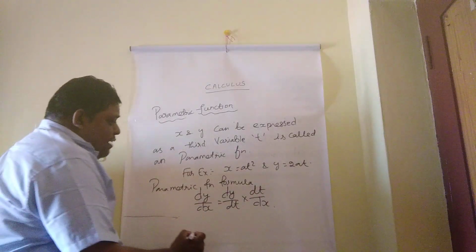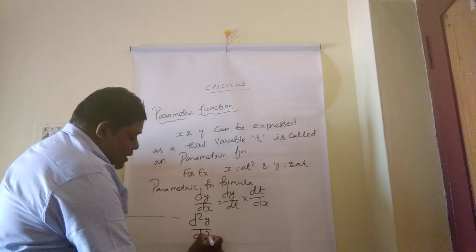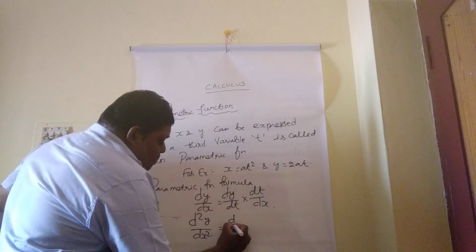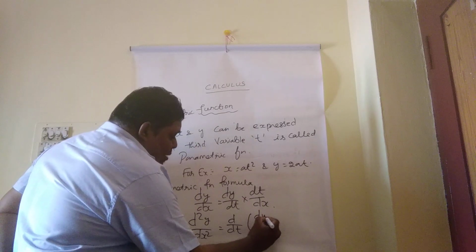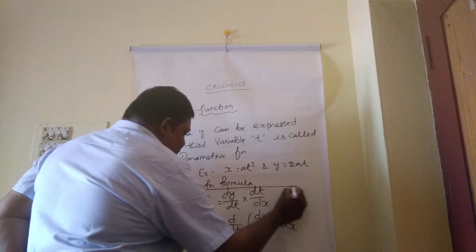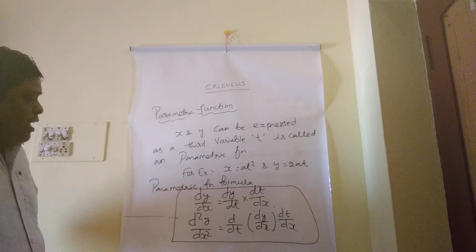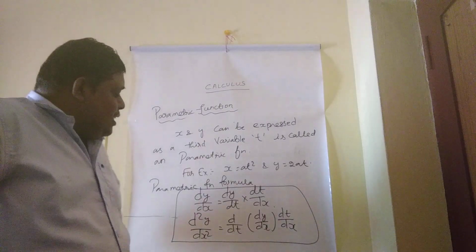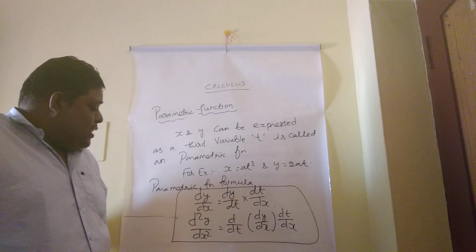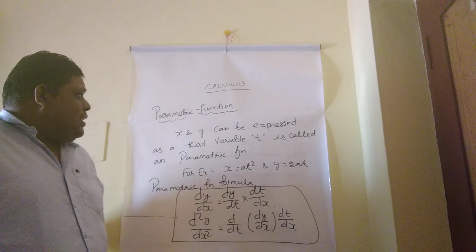Next, second order derivative formula, d square y by dx square equal to d by dt of dy by dx into dt by dx. Parametric function formula: the first order derivative formula is dy by dx equal to dy by dt into dt by dx. The second order derivative formula is d square y by dx square is equal to d by dt of dy by dx into dt by dx.